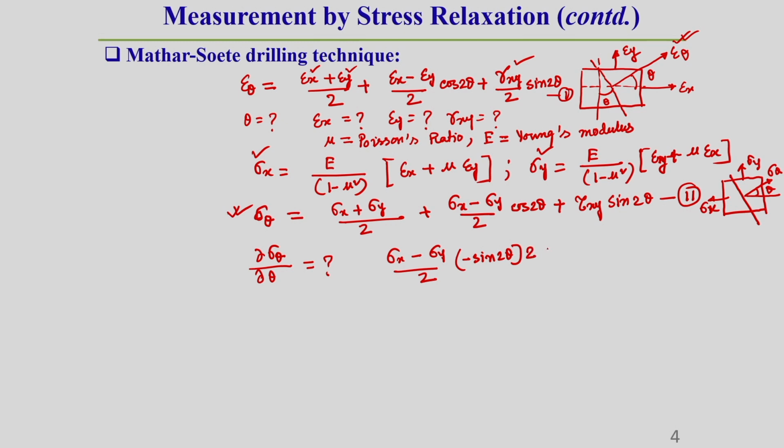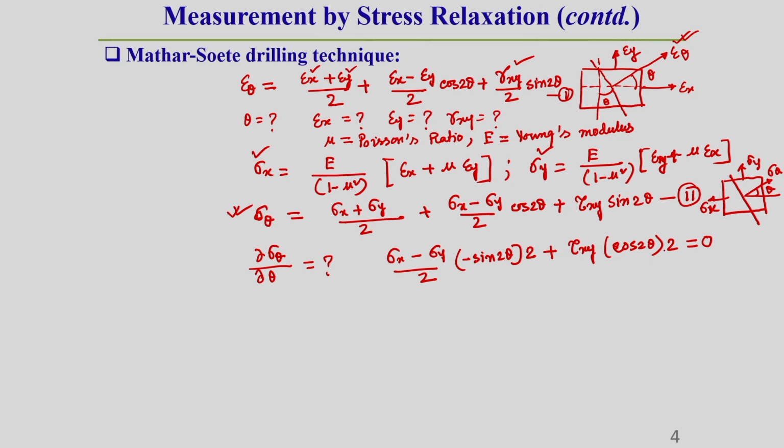into 2, and plus tau xy into cos 2 theta into 2, and this we are making equal to 0, because to find the principal stress direction, as I have told you, by using the measurement drilling technique, we can find out the principal stress as well as the principal stress direction.